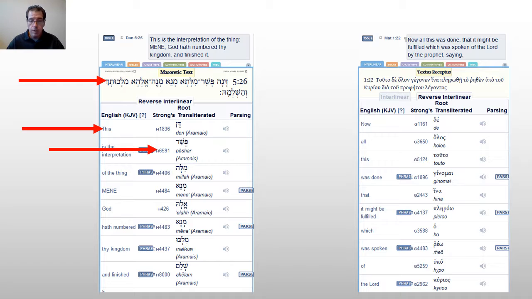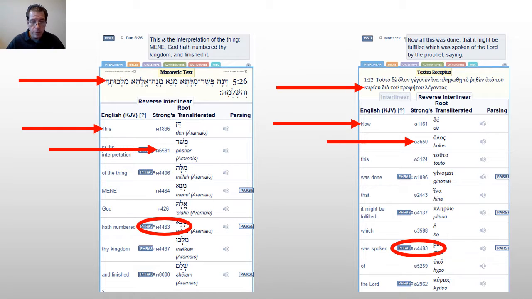Each root word in the Bible has a Strong's number attached to it. In the New Testament as well, we see that this is written in Greek. The English is translated there with the numbers as well. Now these numbers are designated G, so that one is G3650 because it's Greek. The other numbers were H for Hebrew, H6591.